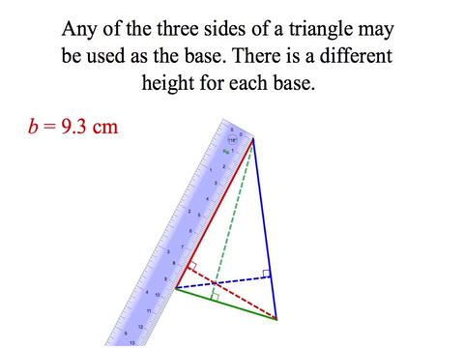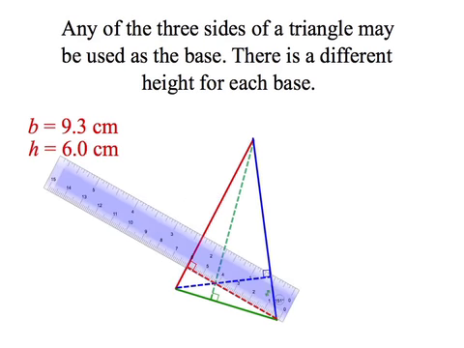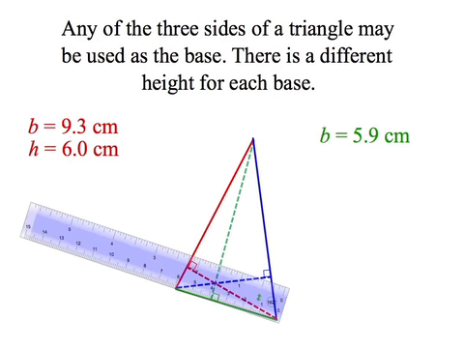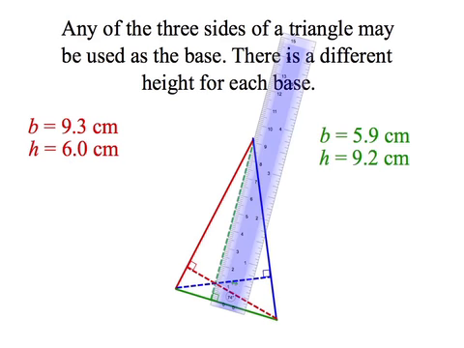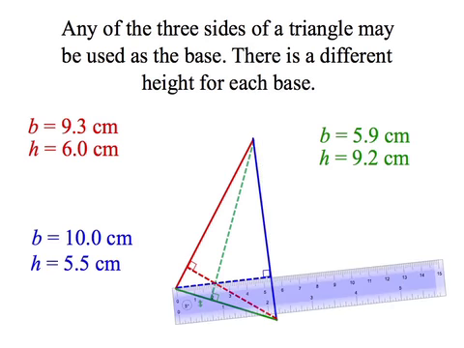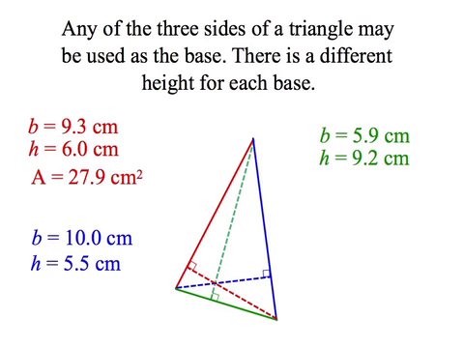So now let's get out a ruler and see how we do. We measure the red side of the triangle and the red height. And then we measure the green side and the green height. And then the blue side and the blue height. And now we apply our formula: 1/2 times the base times the height.